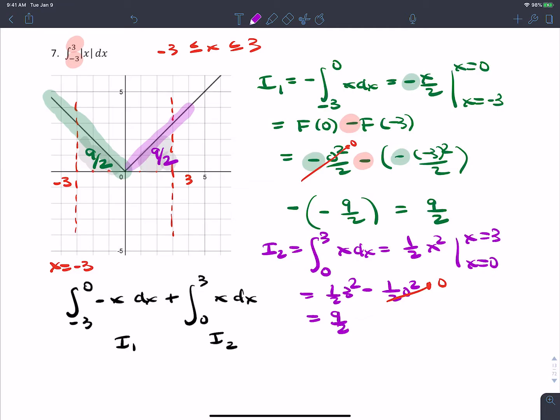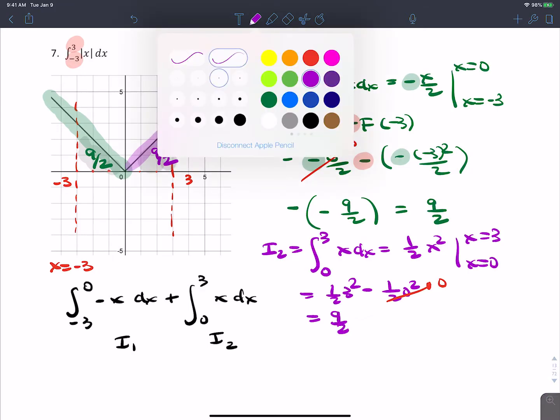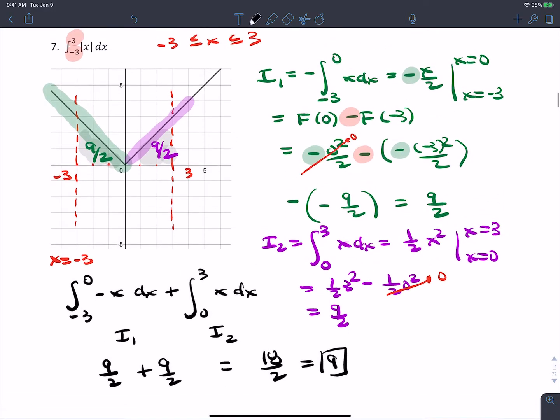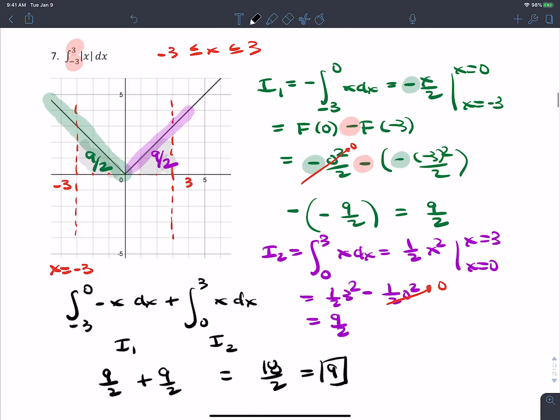So, okay, 9/2 and 9/2, what does that equal? If we have to add these, right? So your final answer is going to be here. We have what? 9/2 plus 9/2, which is, what does that equal? 18/2, better known as what? 9. So the area under the curve here over a symmetric interval.